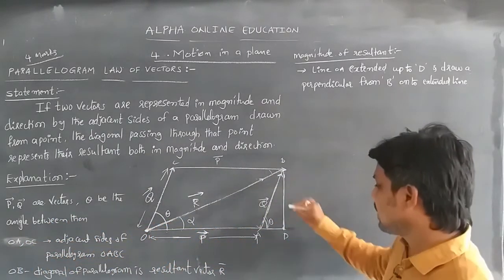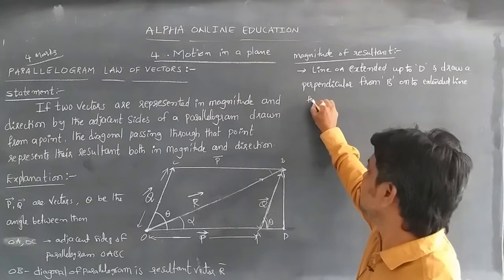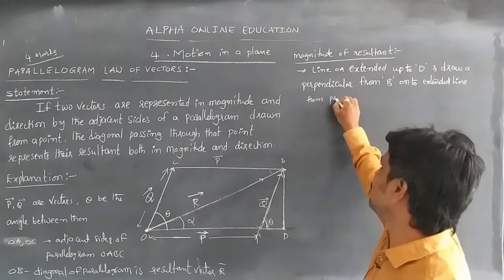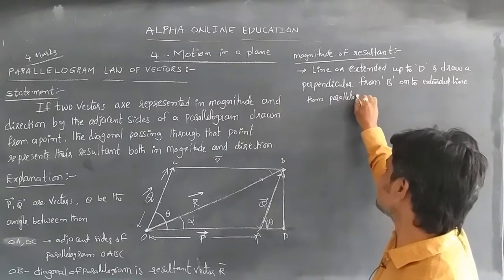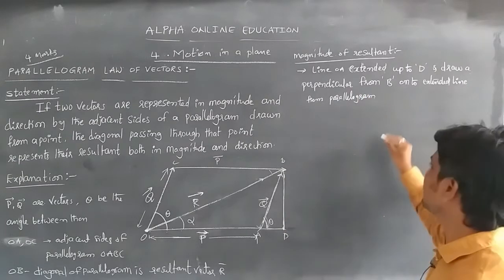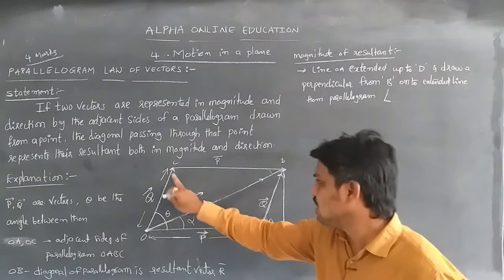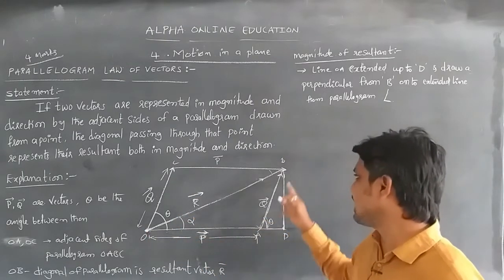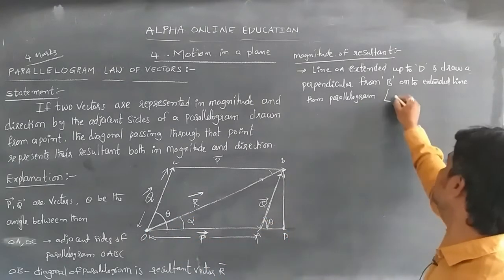First of all, according to the parallelogram, the angle COA and also ABD are the same.